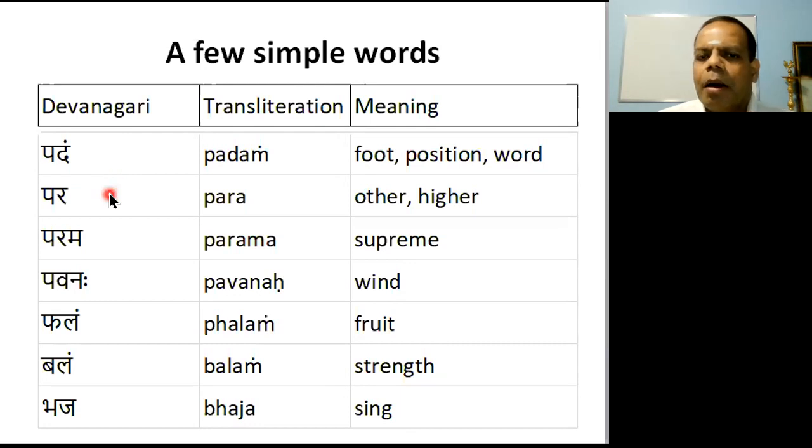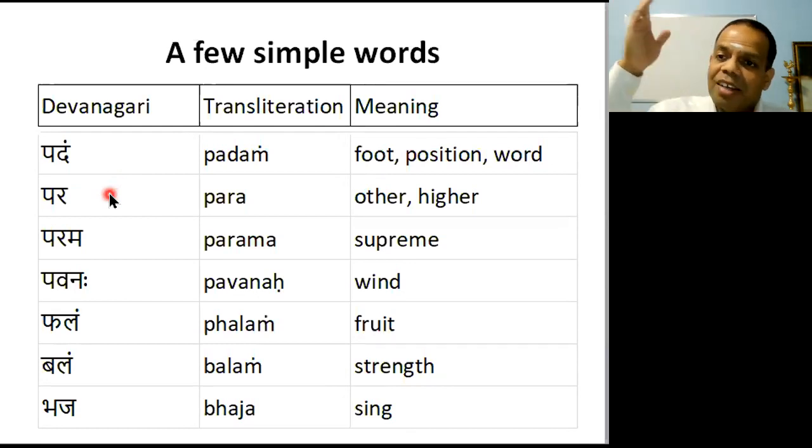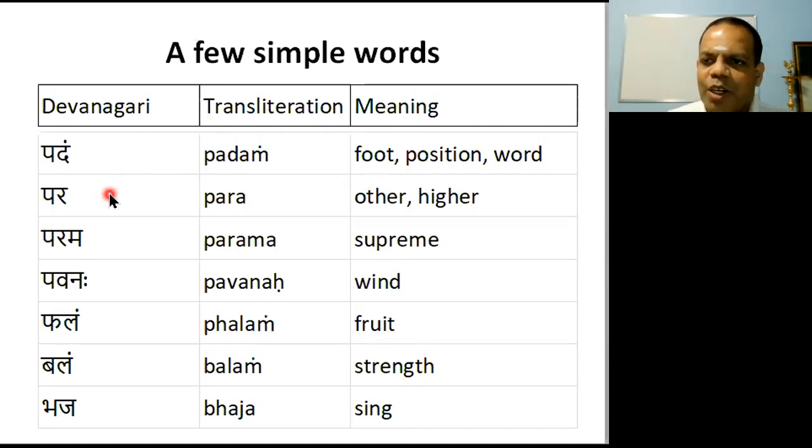The next word is para. Para means other or higher. Parama comes from that word also. Iha means in this world, para means in the other world. So para we will come across in quite a few situations. The next word, as you can see, is parama. So ma is added to the para.